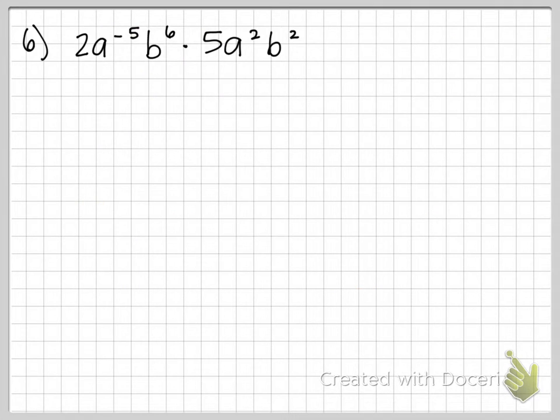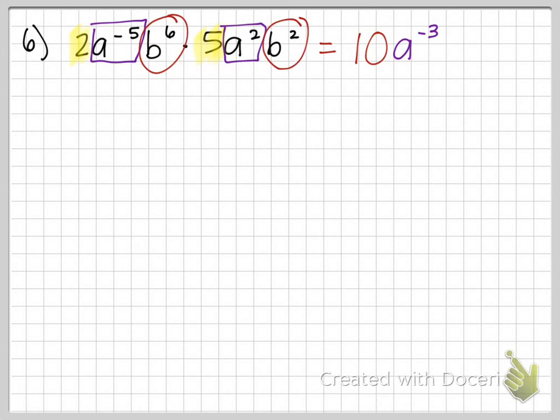Okay, last ones. So let's take a look at this. The first thing we're going to do with this whole thing is multiply 2 and 5. 2 times 5 is 10. Then we're going to collect like terms. What's a to the negative 5 times a squared? Well, negative 5 plus 2. Don't we just always add those across? So negative 5 plus 2, we always add. When we're multiplying variables, we add the exponents. So it's negative 3.